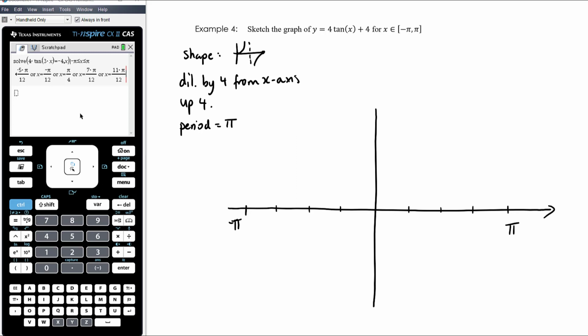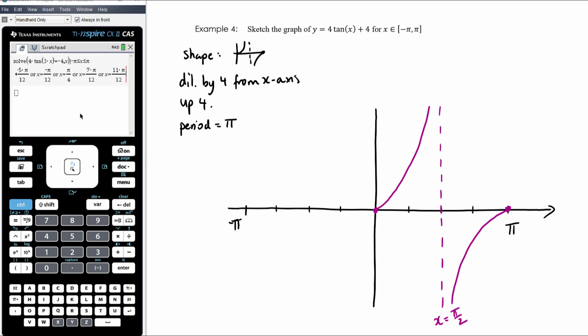Okay, so the first period hasn't gone left or right at all, so we don't need to worry about that. So we're going to start at 0, we're going to finish at the end of the period, which is at pi. Halfway along the period is where we'll have an asymptote. So let's draw that in. X equals pi on 2. Our shape hasn't been reflected, so we go up first. Okay. And we come up from the asymptote, the x-intercept.